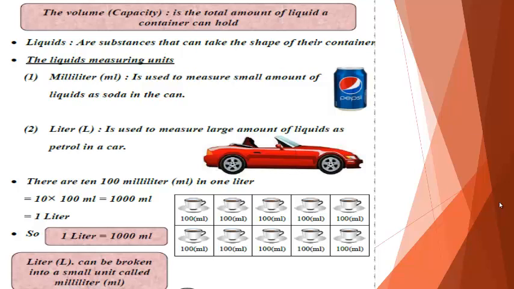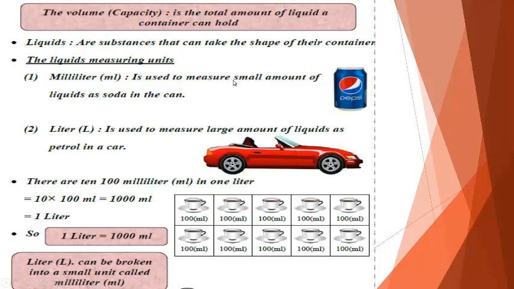And the capacity of this liquid means the total amount of this liquid inside the container. So the capacity is the total amount of a liquid that a container can hold. And we have two measuring units to measure the volume of liquids. For small amounts of liquids, we use milliliter, and for large amounts of liquids, we use liter. So I have two measuring units.